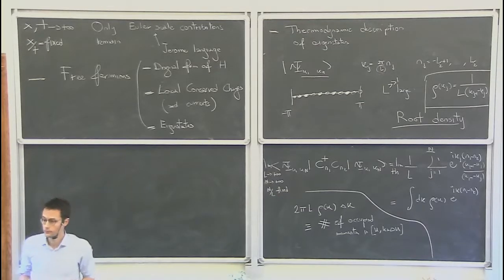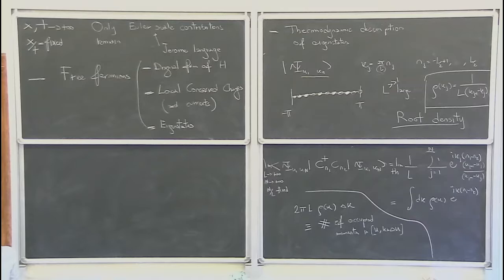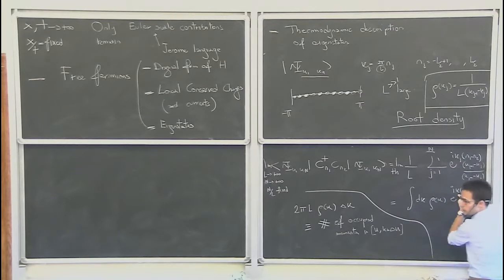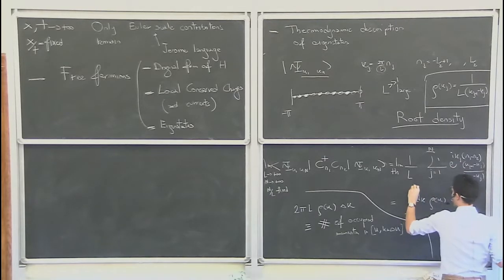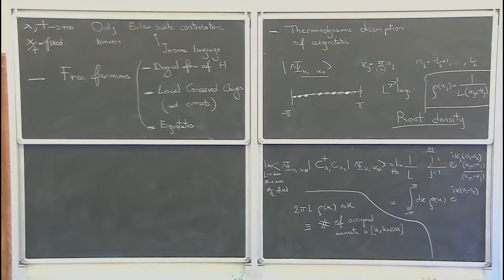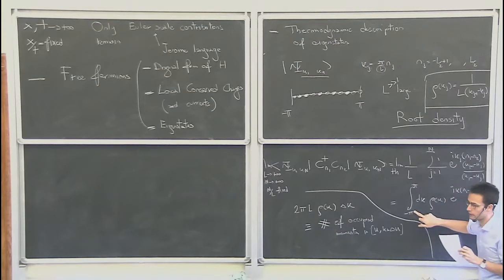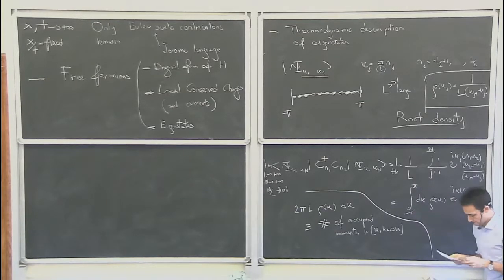Sure. Can we replace kj by x then from the one line to the other? Like an exponential, the exponent of an exponential. No, I'm just calling this kj becoming a continuous variable k that goes from minus pi to pi. That's a k. You can call it x, but still, it's a continuous variable that goes from minus pi to pi.